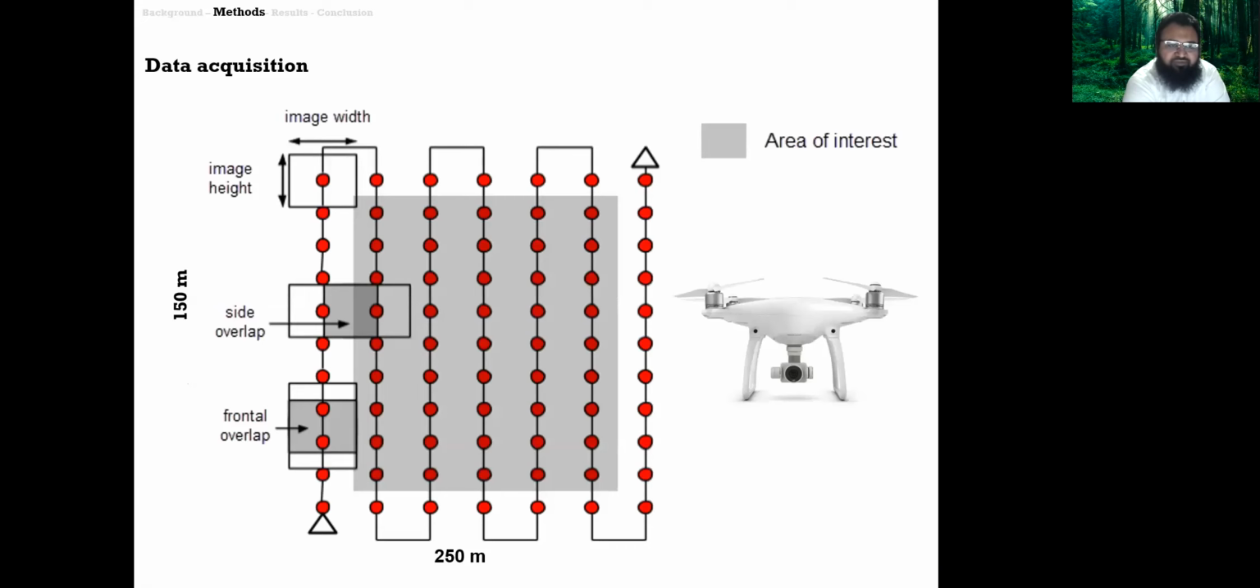There were 46 forest stands. Each stand was 250-meter by 150-meter in size. A Phantom 4 was flown, maintaining greater than 90% side and frontal overlap between images while taking RGB pictures.